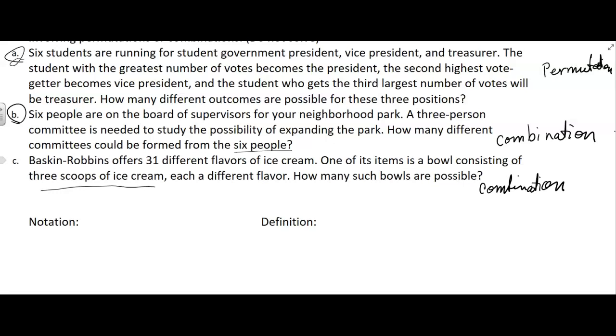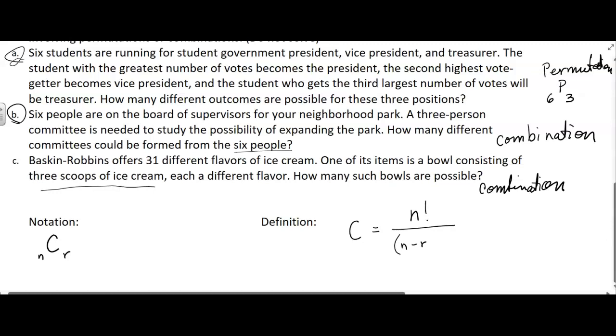Now, when you think about that permutation up here on A, you had 6 things to choose from, and you were taking 3 at a time. The notation for combination is very similar. You have a C instead of a P, and you're taking N things R at a time. But it's a combination, not a permutation. So the definition is N factorial over N minus R factorial. So it looks like a permutation, right? But in the notation for combination, N things R at a time, you have times R factorial.